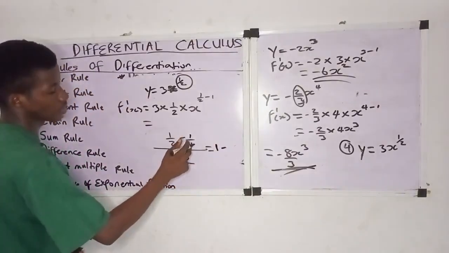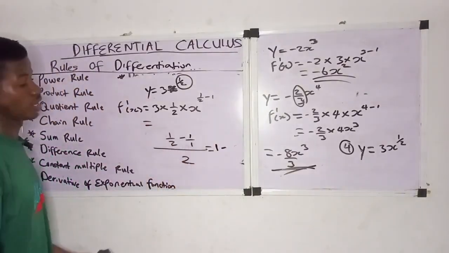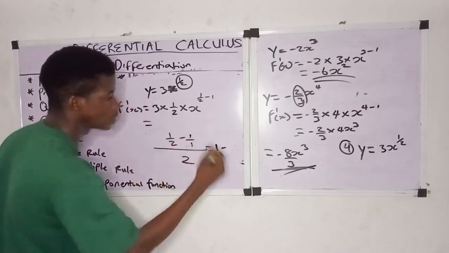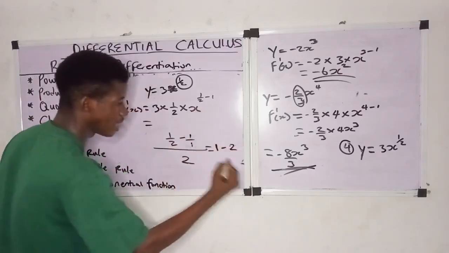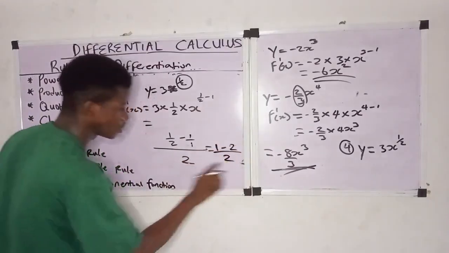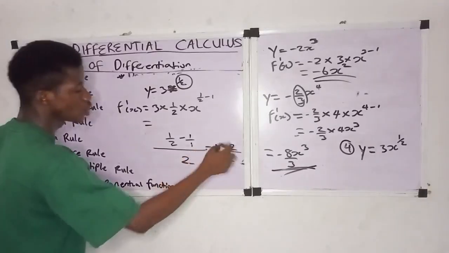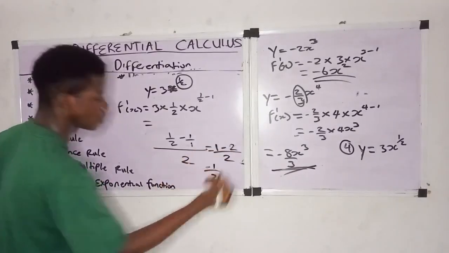Now 2 divide 1 will give us 2, right? 2 times this one will give us 2, right? Then don't forget about this other 2, the denominator, right? Now let's continue. 1 minus 2 is what? Is minus 1. So that is just it.